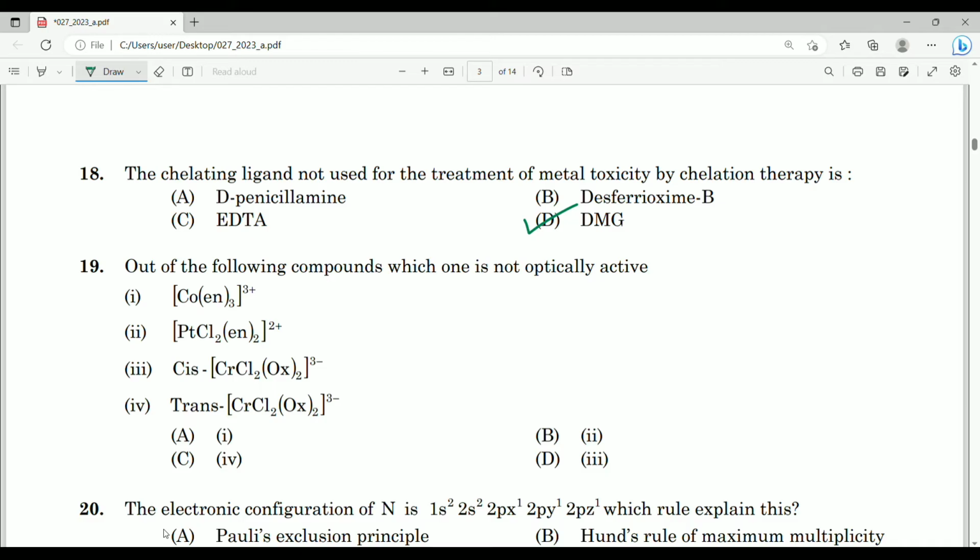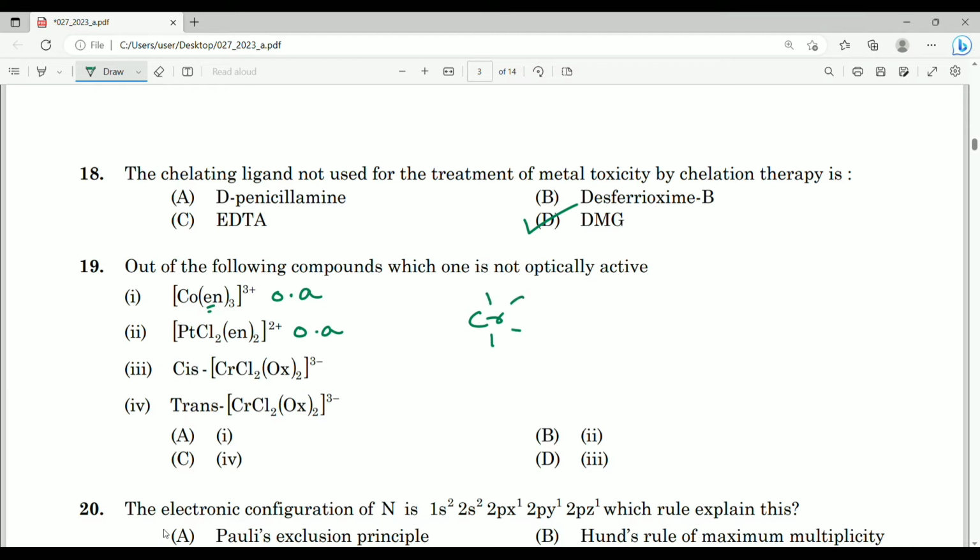19th question. Out of the following compounds, which one is not optically active? So the given compound is [Co(en)3]3+. So en is given. So this should be optically active. The next one is also optically active. Then comes cis-[CrCl2(ox)2]3-. So you have to draw the shape.